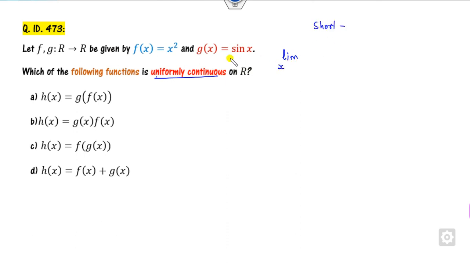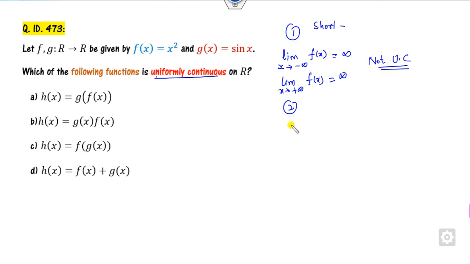Since it's a function of x, you can take the limit of the function as x goes to minus infinity, and the limit as x goes to plus infinity. If it goes to infinity, then it means this is not uniformly continuous. This is the first method. The second method is, if you prove that f dash is bounded on R, then f is uniformly continuous. So this is the way you can try to prove this one.